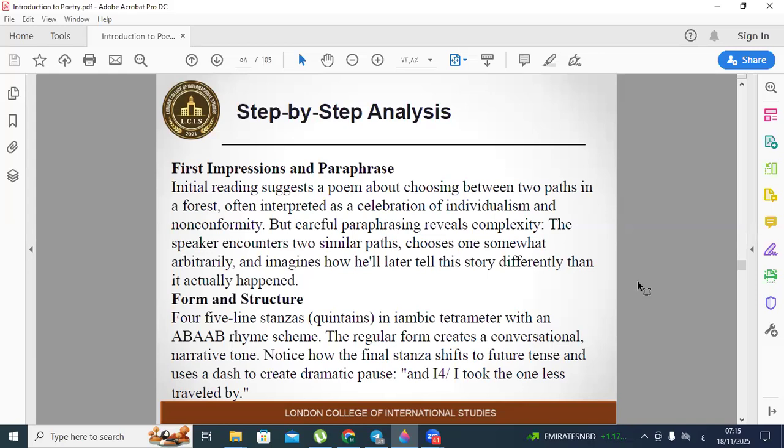This sounds like someone telling a story casually, but notice how the final stanza shifts to future tense, I shall be telling, and uses a dramatic dash to create a pause. And I took the one less traveled by. That repeated I and the dash create emphasis and hesitation, as if the speaker is constructing or rehearsing his future narrative. The form's regularity contrasts with the conceptual twist the poem performs.